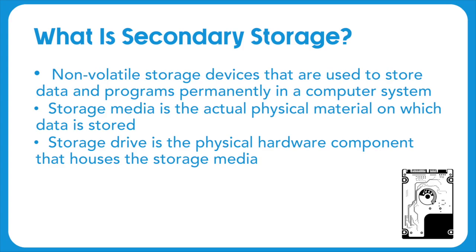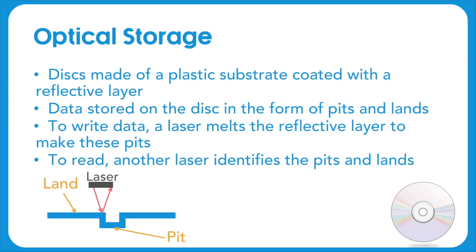Optical storage is a method of storing data using laser technology to read and write data on optical disks. These disks are made of a plastic substrate coated with a reflective layer, which is then covered by a protective layer. The data is stored on the disk in the form of pits and lands, which are tiny indentations and flat areas on the reflective layer.